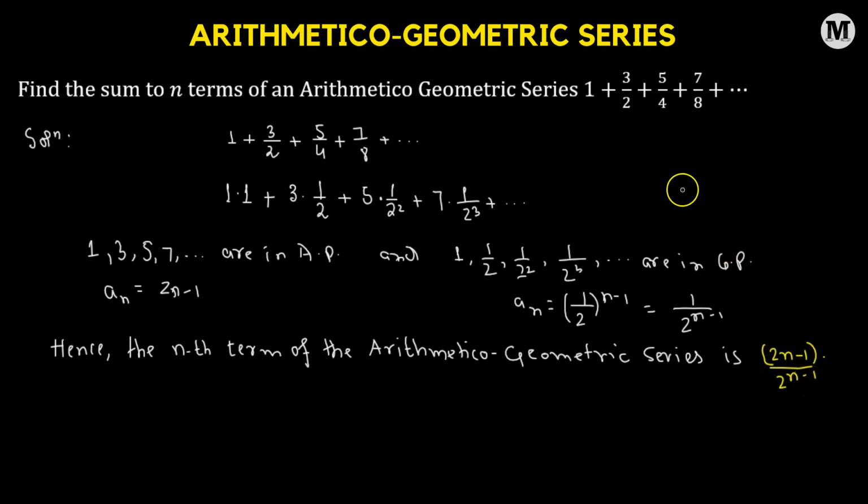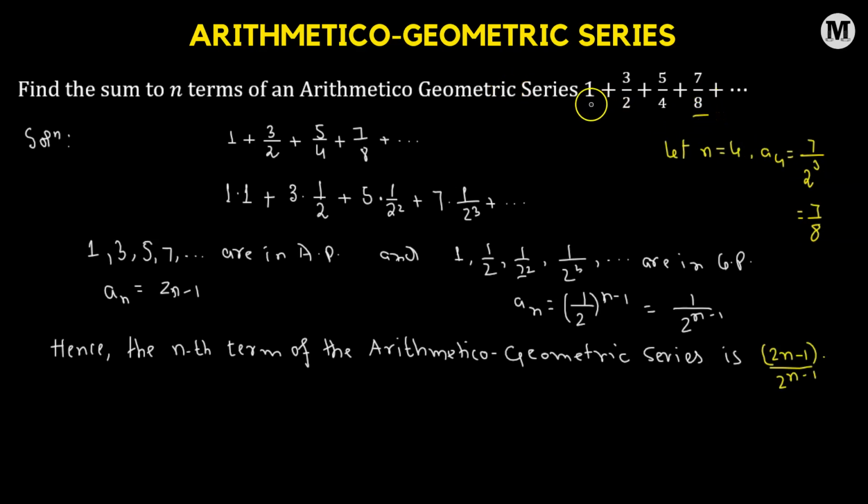We can verify that. So let's say we consider n to be equal to 4. That means we are trying to find out the fourth term of the series. According to the formula, we have 2 times n minus 1. So replacing n with 4 gives us 2 times 4, so that's 8 minus 1, which will be 7, divided by 2 raised to the power of n minus 1. So that's going to be 3. So that means we have 7 over 8 as the fourth term, which indeed matches with the fourth term of the Arithmetico-Geometric series.